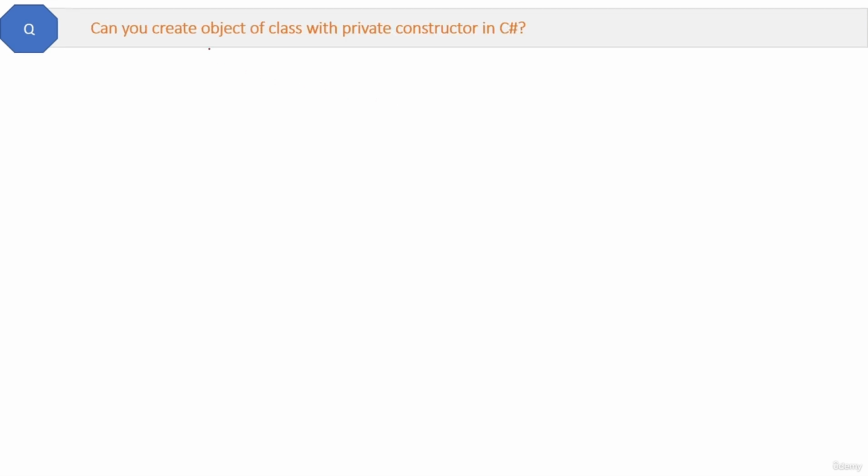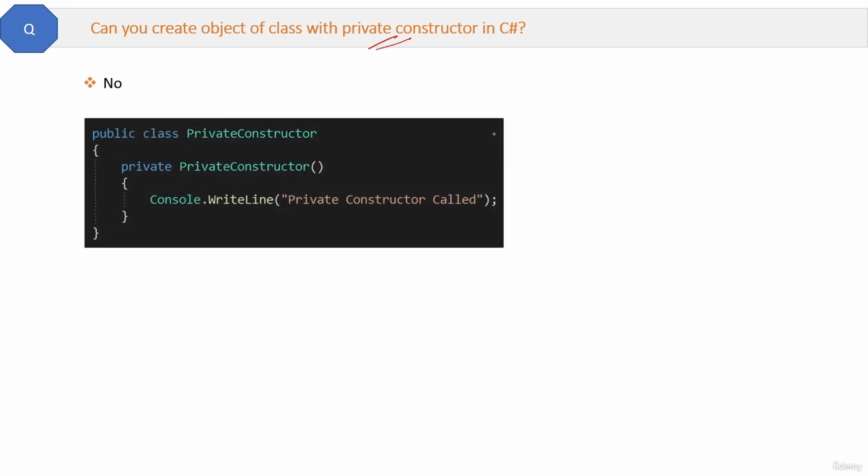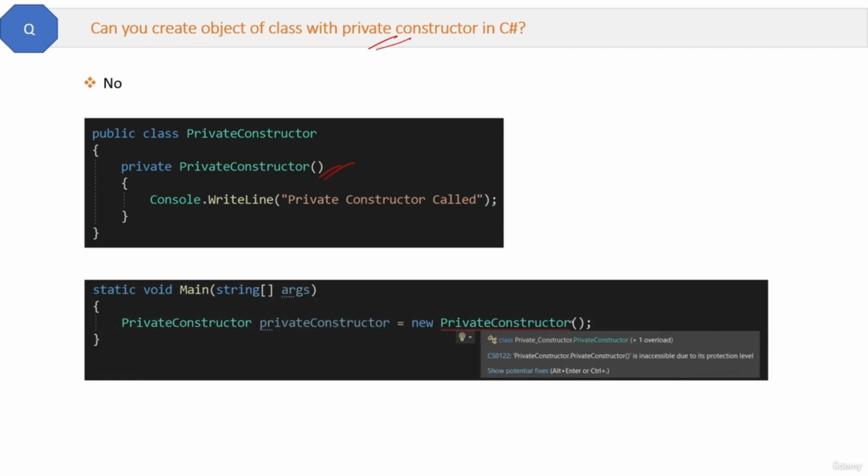A scenario-based question on constructors. Can you create an object of a class with a private constructor in C#? The answer is no. If a class has a private constructor like this, then you cannot create the object of that class like this, it will give the error. It is not possible to create the object or inherit the class which has a private constructor.